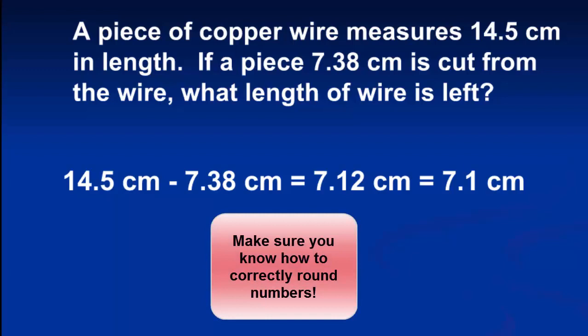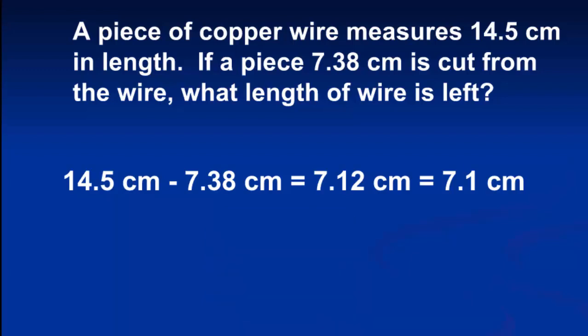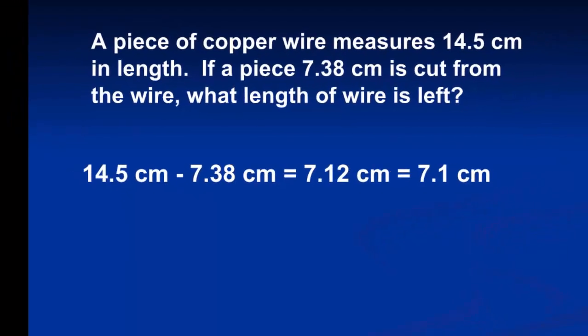Well, what's the rule? When subtracting or adding, my answer has to have the least number of decimal places. So look at the two numbers that I subtracted. 14.5 has 1 decimal place, 7.38 has 2 decimal places, 1 decimal place is less, so my answer will have 1 decimal place. And I just round it to 1 decimal place. And I'm right. I don't even have to know why I'm doing it.